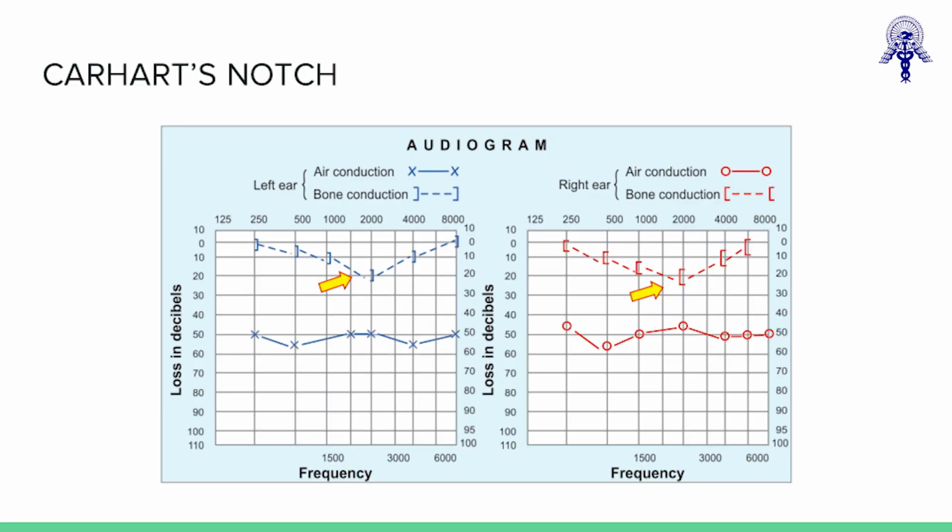On the left side, the bone conduction average is around 15, and it's within normal limit. And the air conduction is about 50 decibel, with an air-bone gap of more than 15, that is significant. So it is a conductive type.